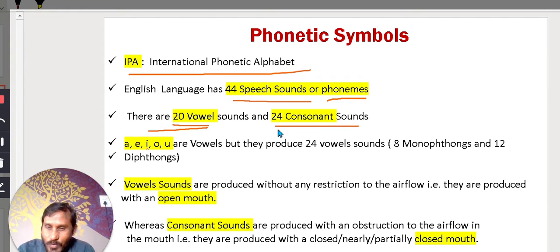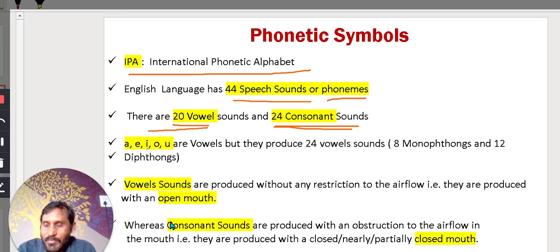And there is also another confusion because A, E, I, O, U are vowels in English. There are only 5 vowels, whereas 5 vowels create 20 vowel sounds. The same way, there are 21 consonants, but they create 24 consonant sounds. 21 consonants, 21 letters, but 24 consonant sounds. So 20 plus 24 make 44 speech symbols in English. These are the phonemes in English.